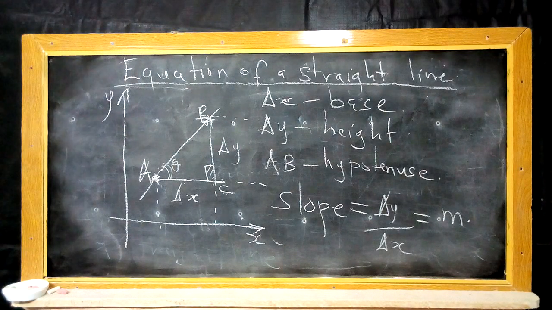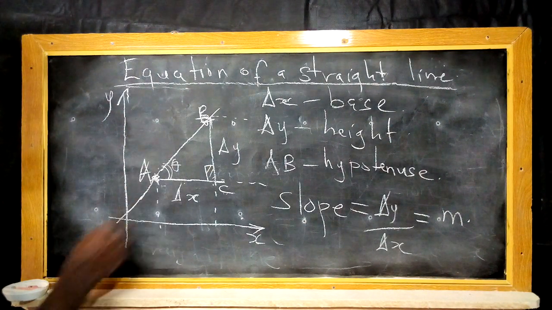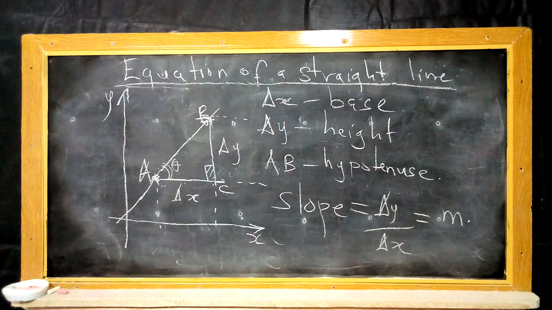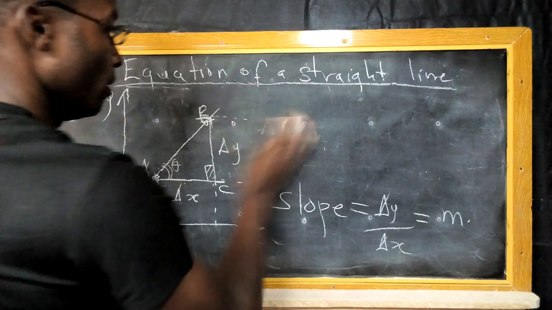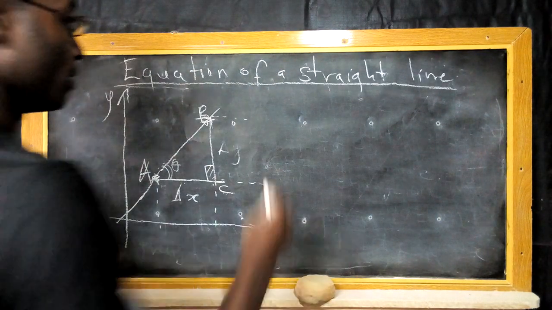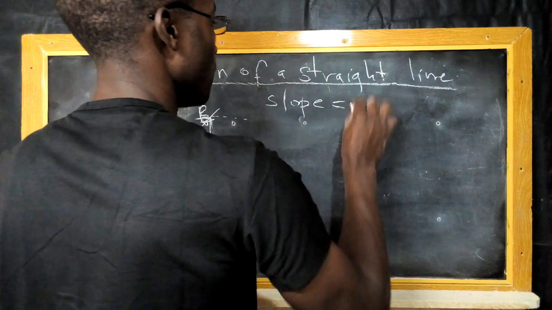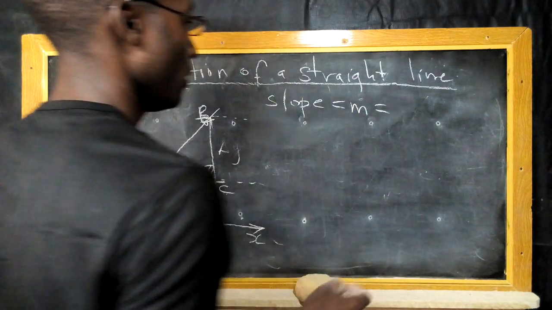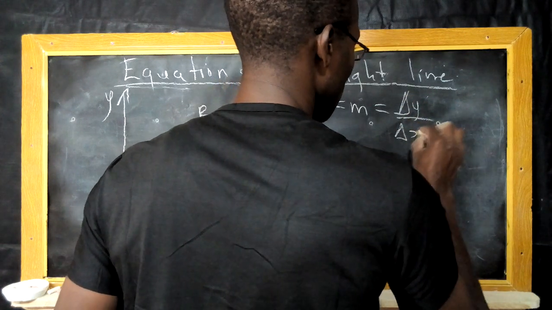So m is used to denote slope. So that's a new term. Let's do it with this. So therefore, we can say that slope, which is m, is given as change in y over change in x.